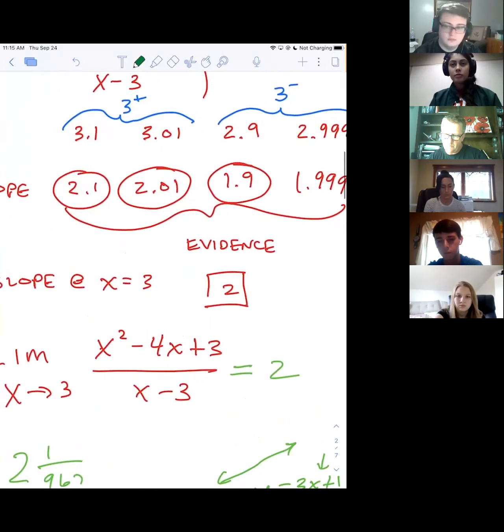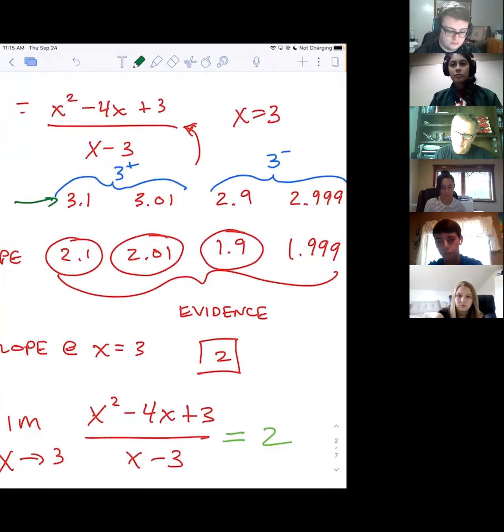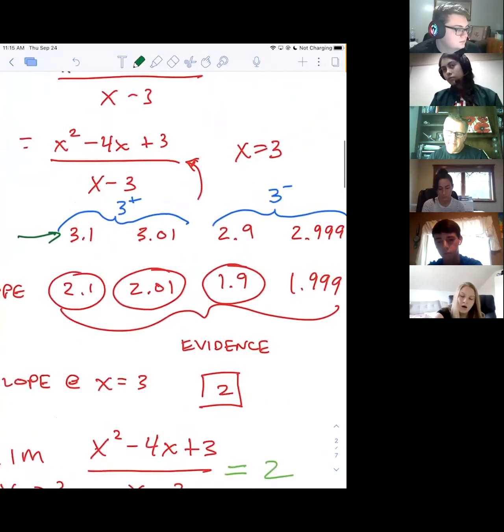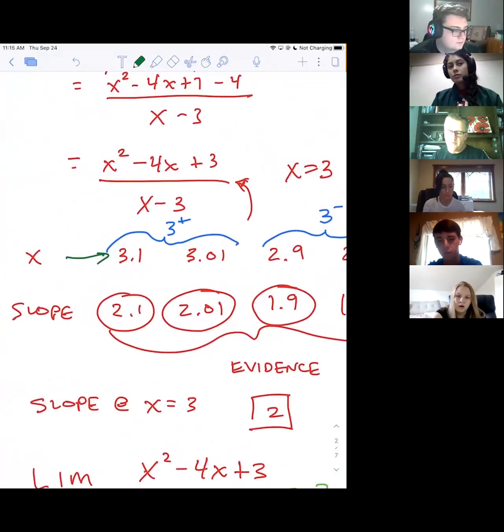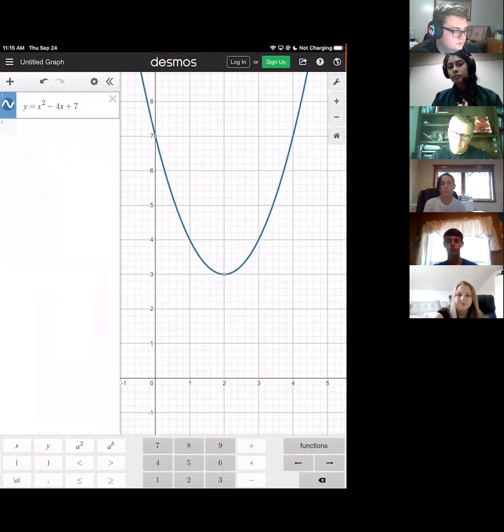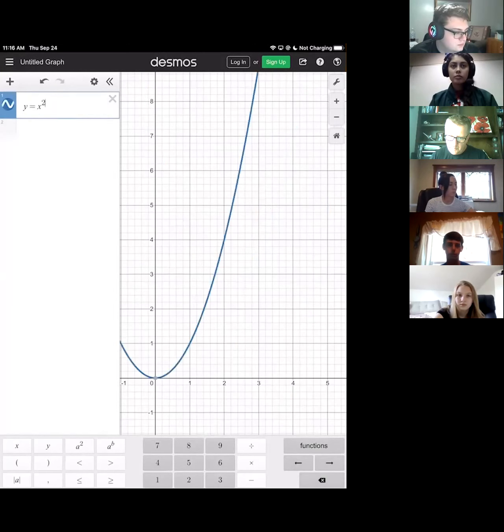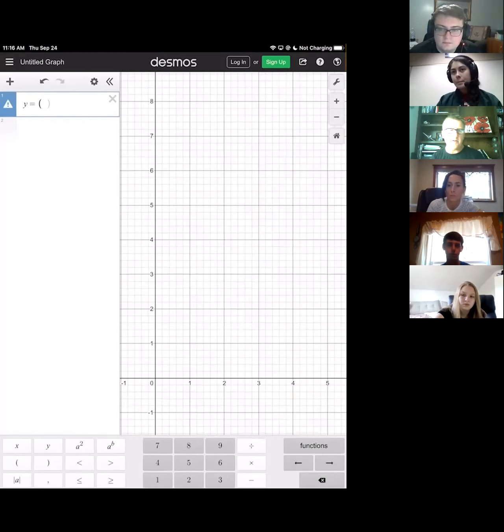I'm sorry, it was 2. Wait, yeah, 3. We're picking numbers close to 3. And so what if I made a graph out of that? I'm going to graph x squared minus 4x plus 3 over x minus 3 in Desmos. Oops, that's not what I want. Delete. In order to get this to type into Desmos or your calculator, you can do this on your graphing calculator too. I'd encourage you to do this on your graphing calculator with me. I'll show it to you in Desmos and you do it on your calculator.